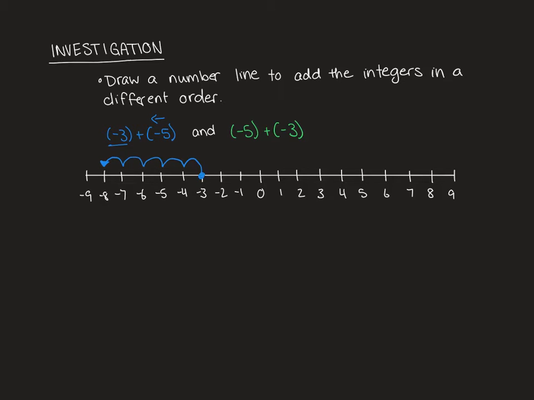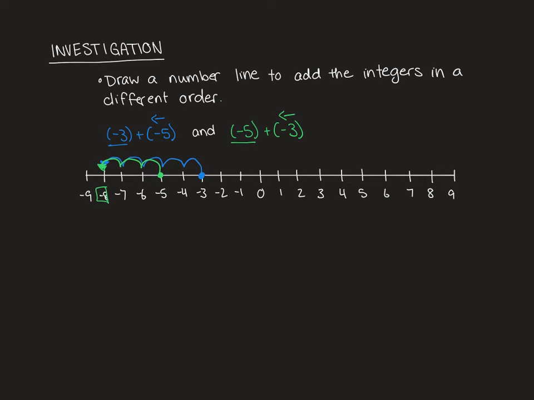Now I'm going to switch to green and use my second equation. So I'm starting at -5. Here's my dot. And I'm adding -3. So adding a negative means I move to the left. So I'm going to go 1, 2, 3. So I do end up at the exact same place. Both of these questions, we get the answer -8.